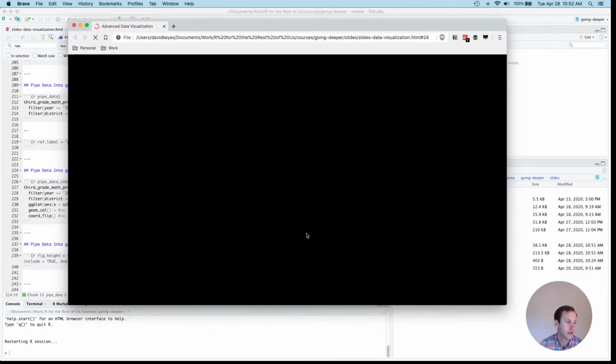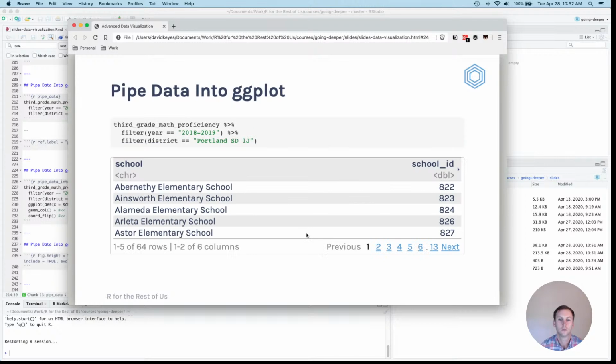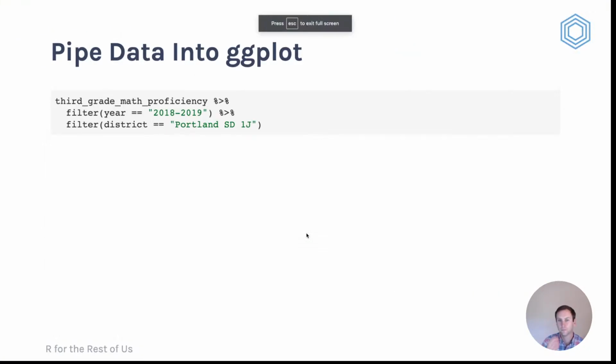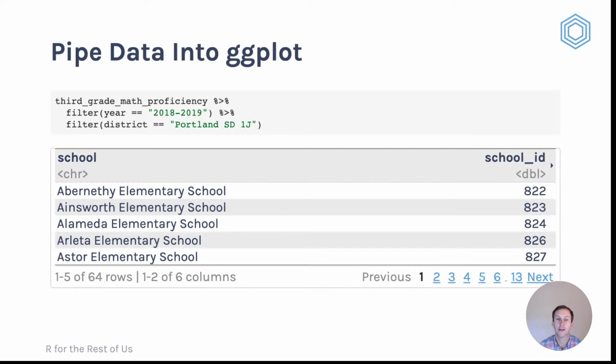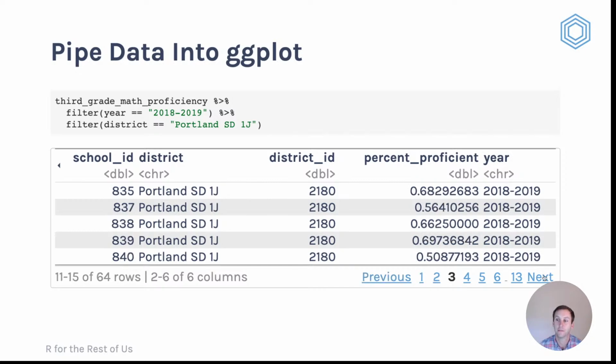I gotta refresh that. I don't know why it's displaying so weird. Okay. So if I run this code, here's what I end up with. You can see I have only schools now from Portland and only data from 2018, 2019. Okay.